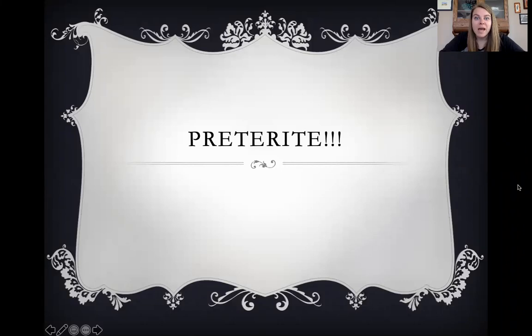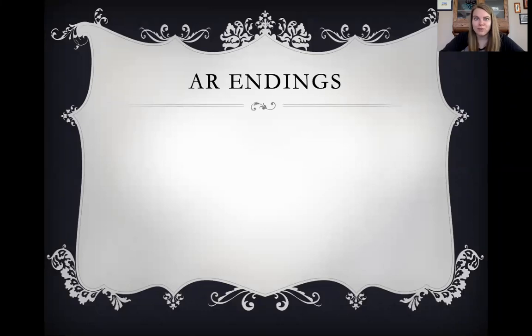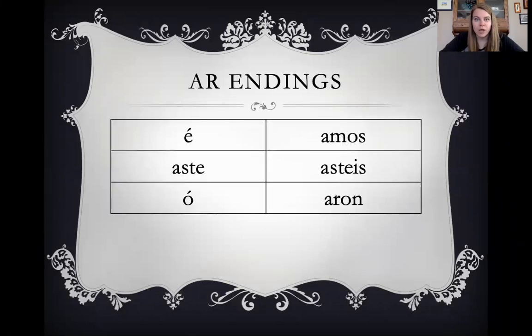Preterite. Preterite is past tense. It's for an action that was done once or a very specific number of times. Our regular verbs get these endings. These are our regular preterite endings. Pay attention to the accent marks.